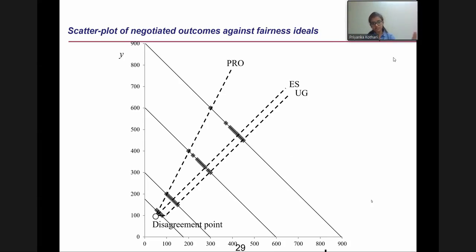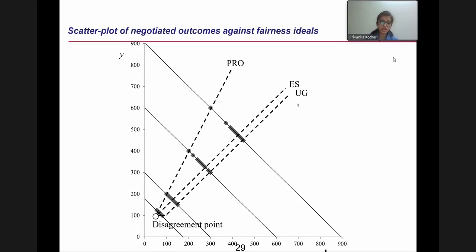Then we generate our data, and this is the scatter plot of our data. This slide sums up the main results of the entire paper. Over here, the 4 negative 45-degree lines represent the 4 treatments, and the dotted lines represent the theoretical solutions given by proportional gains PRO, equal surplus ES, and uniform gains UG. And the tiny square boxes that you can see in the scatter plot are our data.